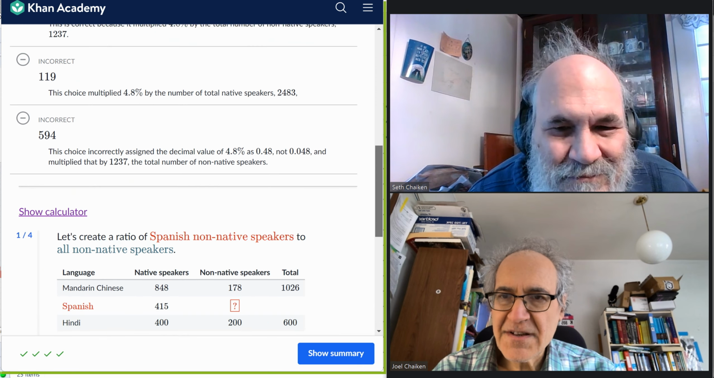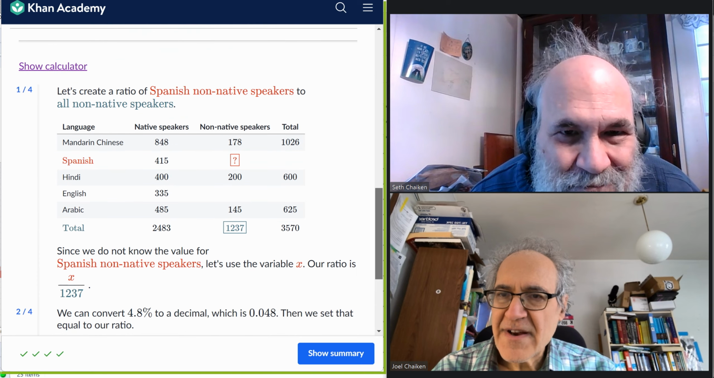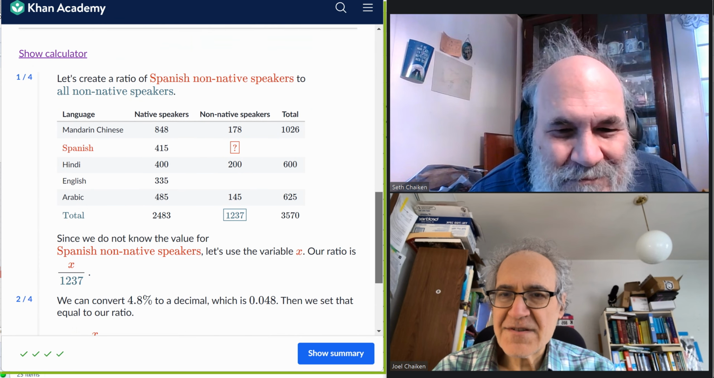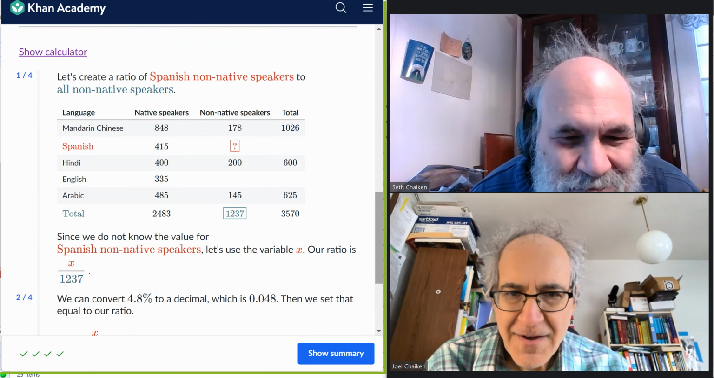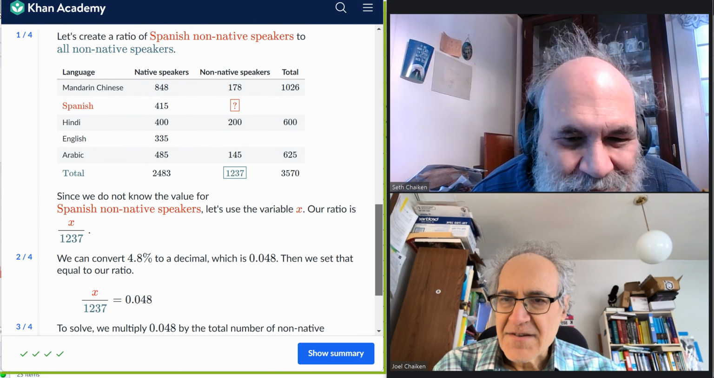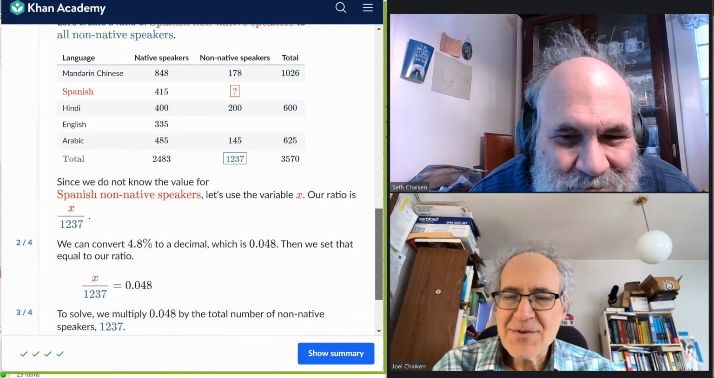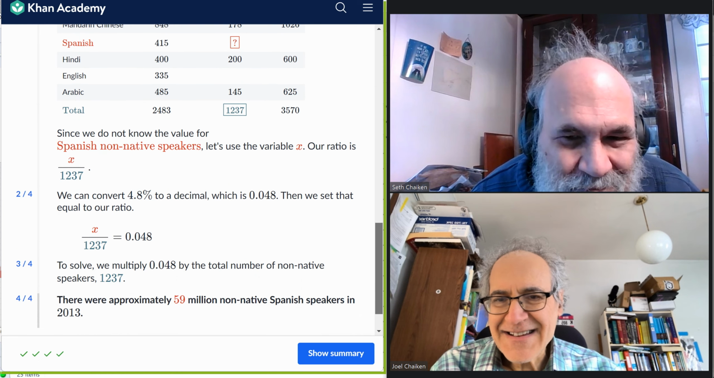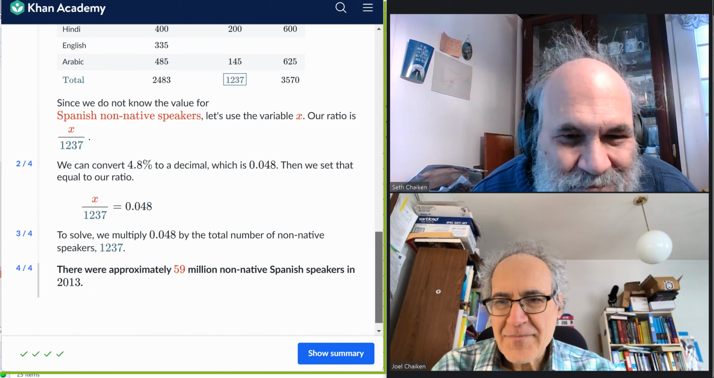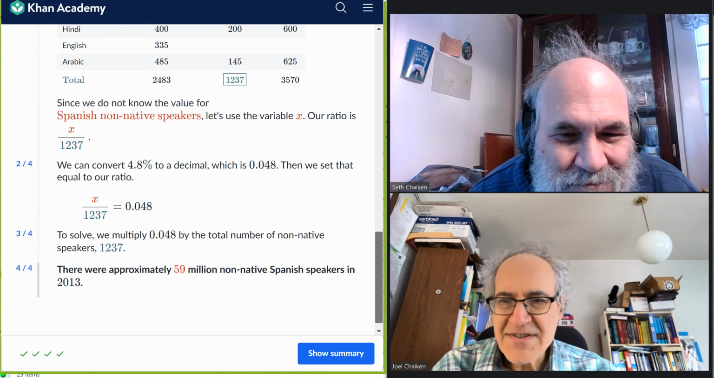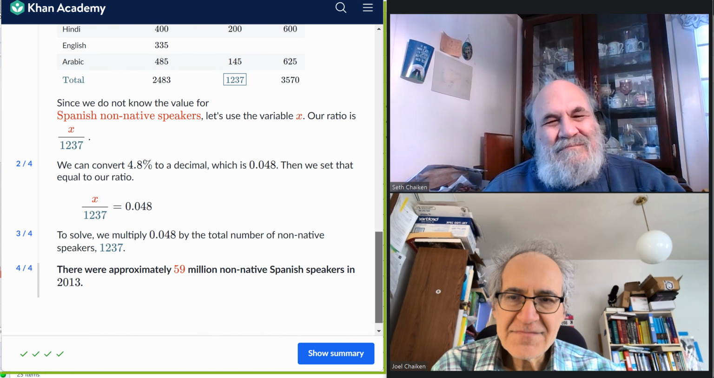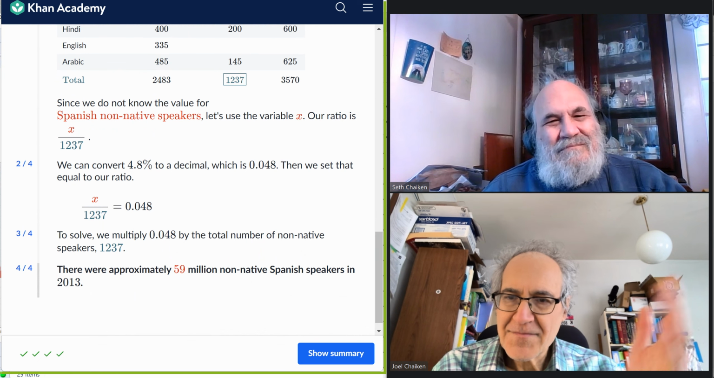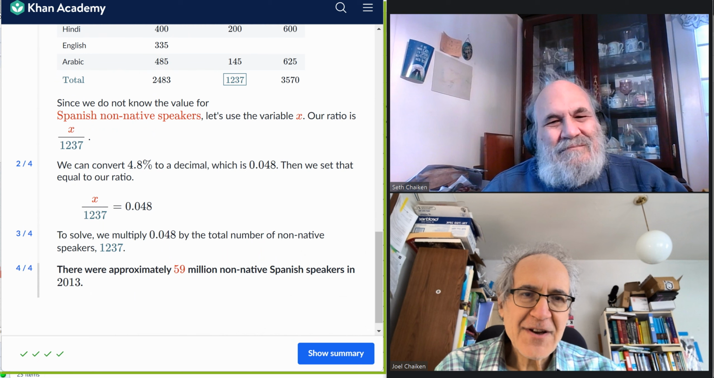Okay. So what do they do? Let's create a ratio. Right, of course, a ratio. It's exactly what Seth did. And we can convert that to a decimal, which is 0.048, right? That's exactly how Seth did it. Then you solve for x, and that's it. So that's about it, right?